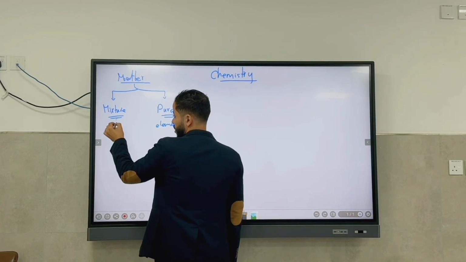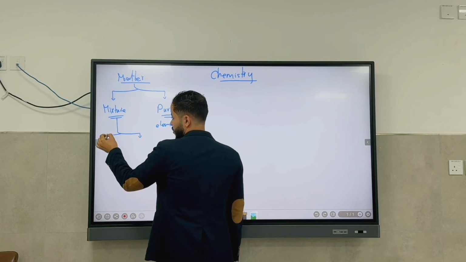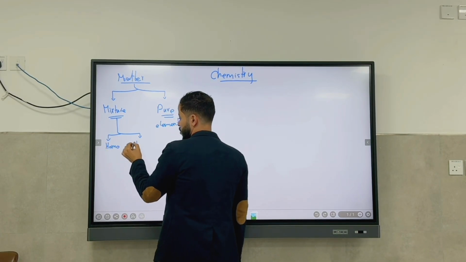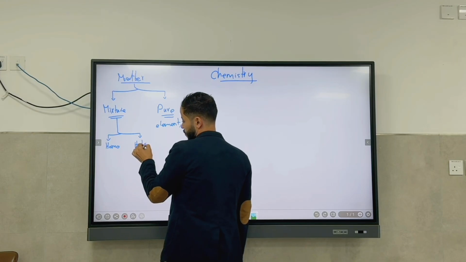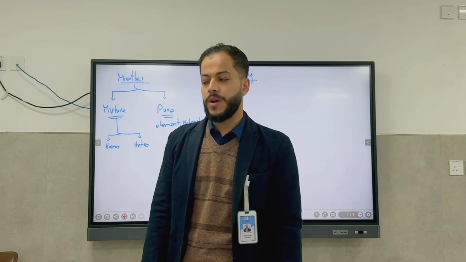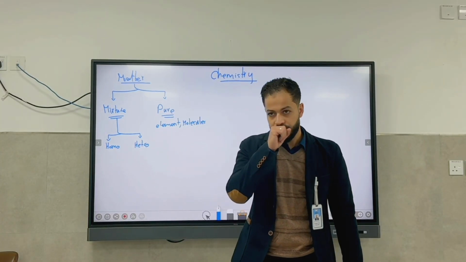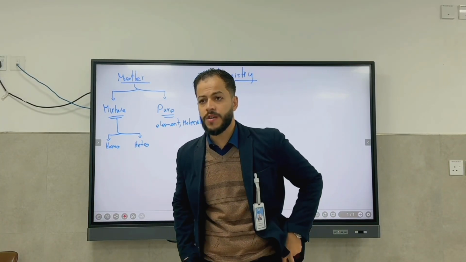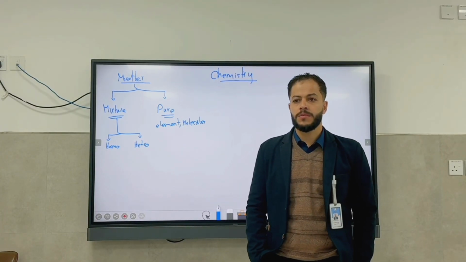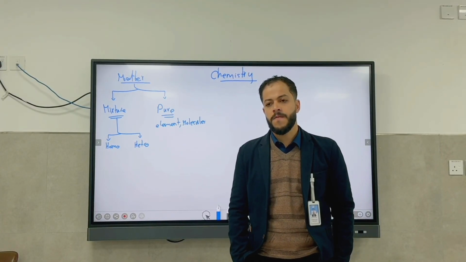For the mixtures, we have two types of mixtures: homogeneous and heterogeneous. Both of them are identified in a specific way. Homogeneous means we cannot distinguish between the particles inside.